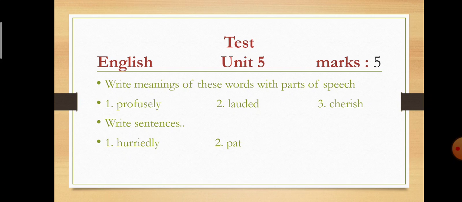Now this is your test, students. I have given you the test of unit number 5, The Day of Conquest: words meanings test and word sentences test. So here is the test. You have to write meanings of these words with parts of speech. First word is profusely. Second word is lauded. Third word is cherish.